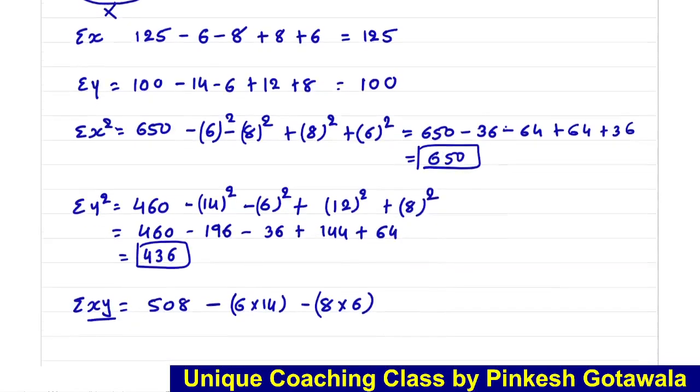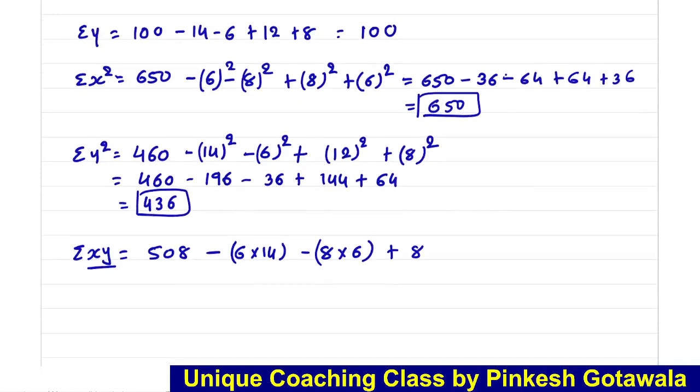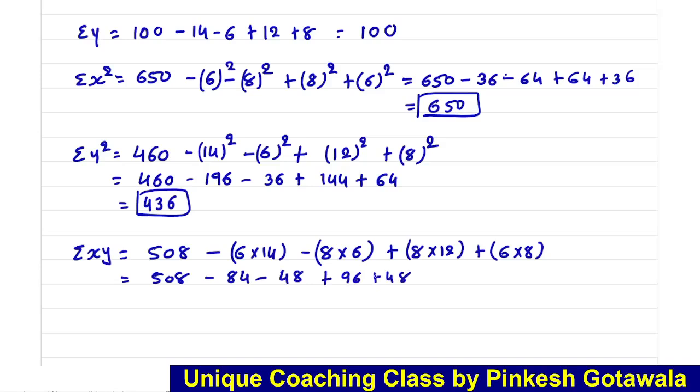8 into 12 and 6 into 8. So 96, 48, 96 plus 48. So you will get 520.